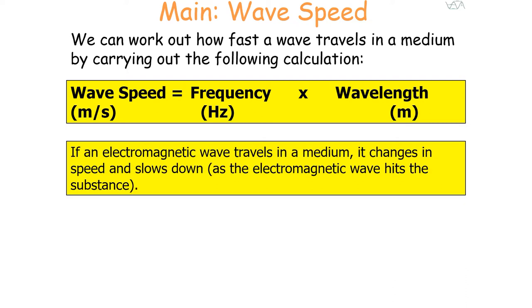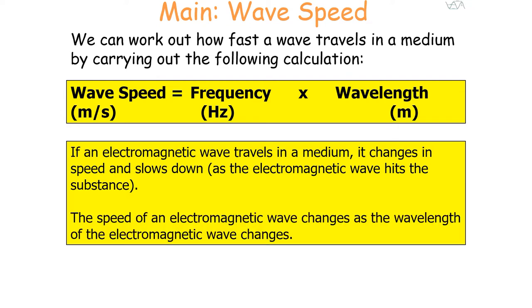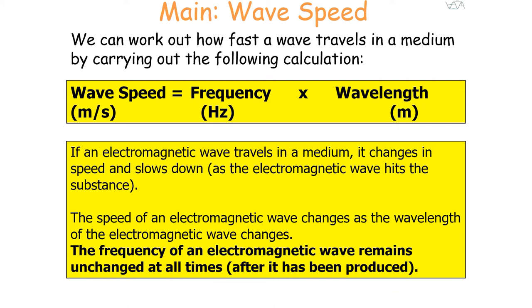Now, if an electromagnetic wave travels in a medium, it will change speed and slow down, as the electromagnetic wave is now hitting a substance. But the speed of an electromagnetic wave changes as the wavelength of the wave changes, because the frequency of the electromagnetic wave remains unchanged at all times after it has been produced.